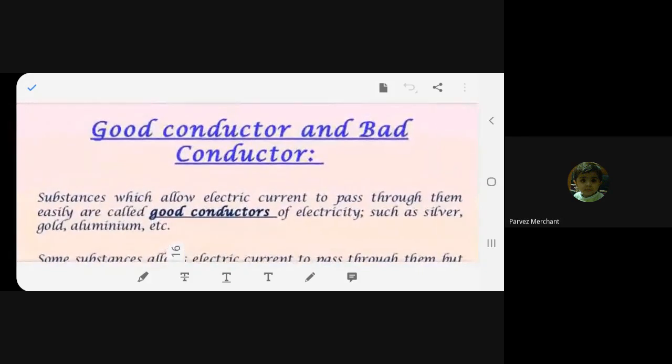Now, what we talked about earlier? Conductor and insulator. And now, what we are going to talk about? Good conductor and bad conductor. Yes. Please begin.